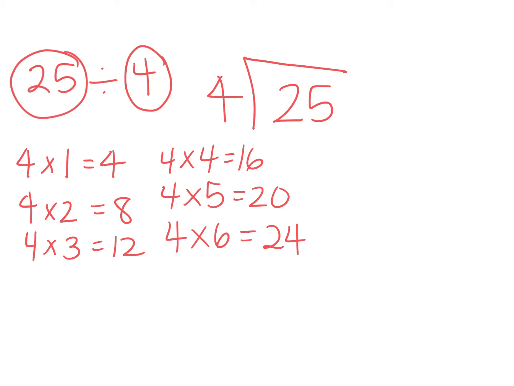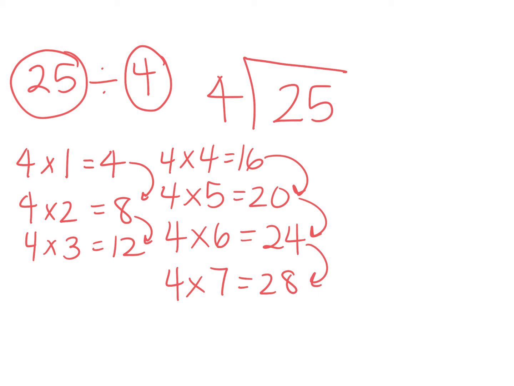All right, so now I'm back with it. 4 times 6 equals 24. I'm going to do one more. 4 times 7 equals 28. If you notice, each of these numbers is increasing by 4. That's the pattern. So if I didn't know my multiplication, I could have just kept adding 4. 4 times 7 is too big. It goes over 25, so the closest that I have is 24.